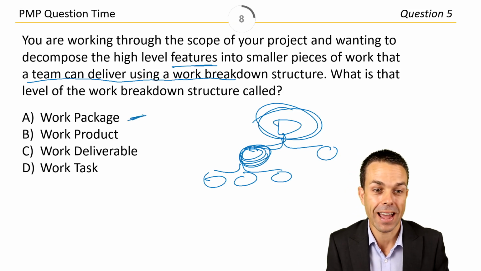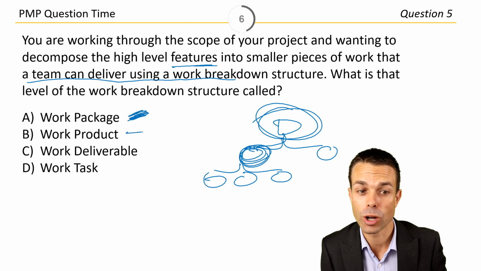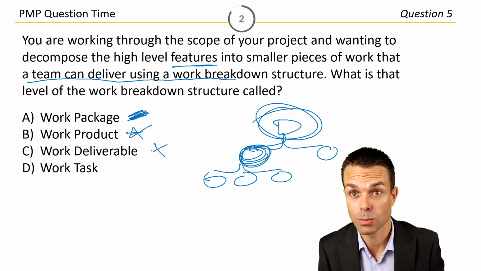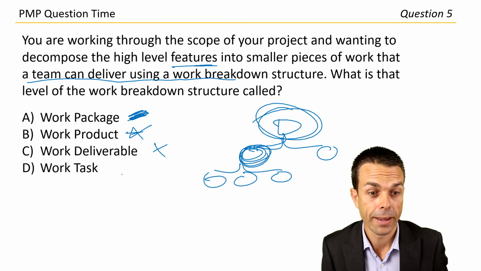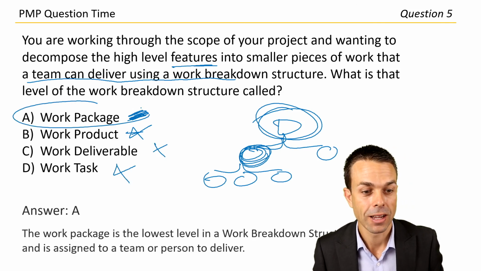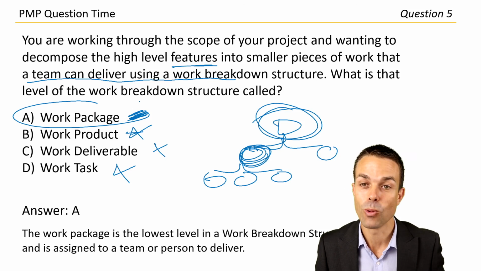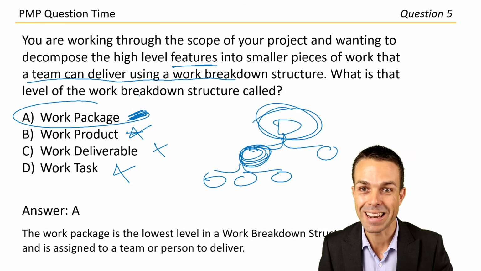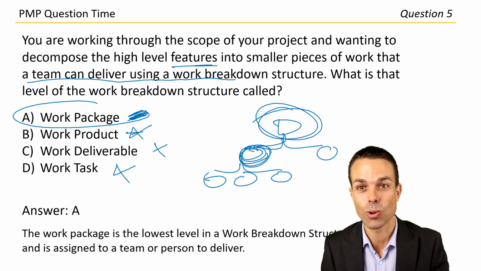So it's letter A. I'm pretty sure it's going to be that one. It's not work product. It's not work deliverable, although these are fair terms, that could be confusing. It's not a work task. Let's go with letter A, work packages. Is the lowest level in the work breakdown structure and is assigned to a team or person to deliver. Fantastic. How did you guys go? That is question 5 of 5.